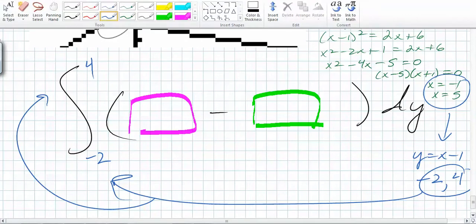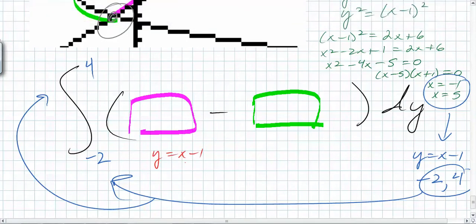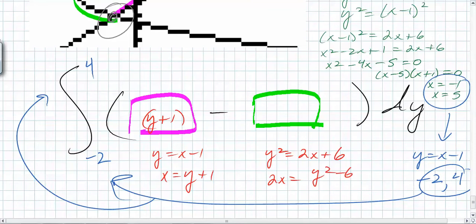Well, we knew the purple was y equals x minus 1. So what does x equal? y plus 1. We knew the green was which one? y squared is equal to 2x plus 6. So we end up with 2x is equal to y squared minus 6, right? So x is equal to y squared minus 6 over 2. Now this is still a little bit annoying. It's not totally straightforward, but overall, is this a little cleaner? Yeah.